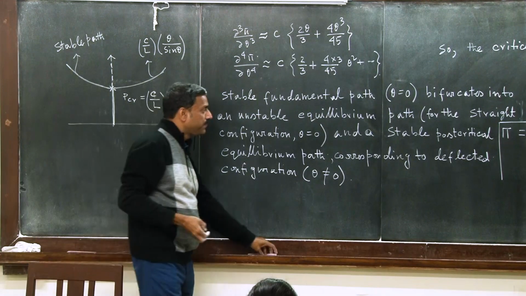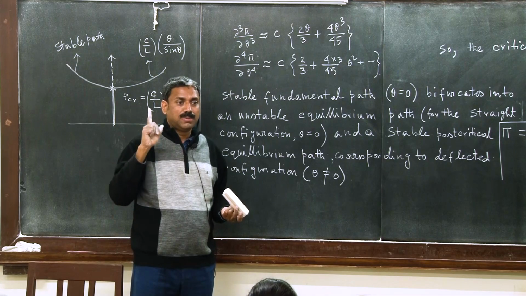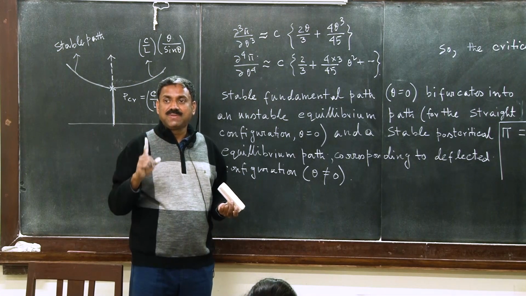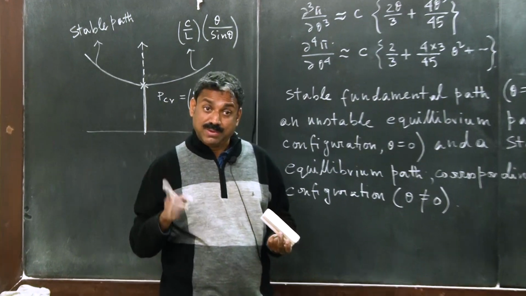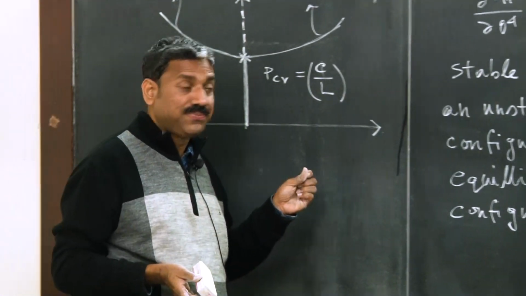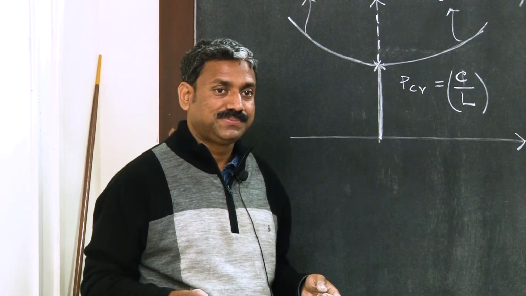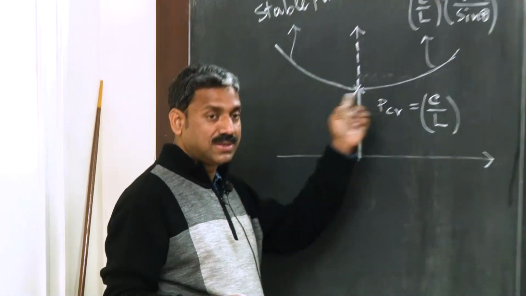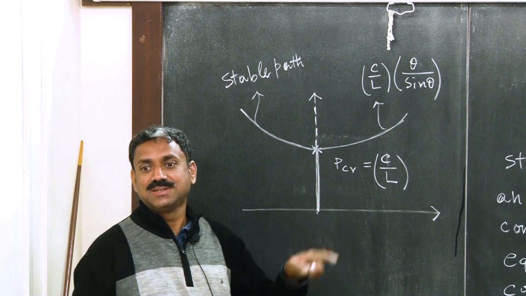Now, what we have done? We have obtained the equilibrium path, we have obtained the critical load, we have obtained the nature of the stability of the equilibrium path. We have demonstrated that this system shows a stable post critical path, because as theta is increasing, load is increasing.